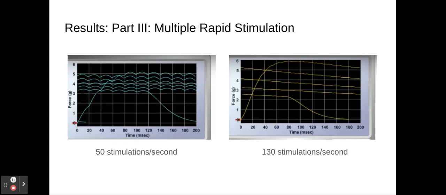The loss of wave activity seen when these multiple rapid contractions of 50 and 130 stimuli per second were applied to the muscle suggests that the muscle is in a state of near tetany, where the muscle remains in a contracted state. The loss of wave activity is more pronounced as the stimuli become more frequent.